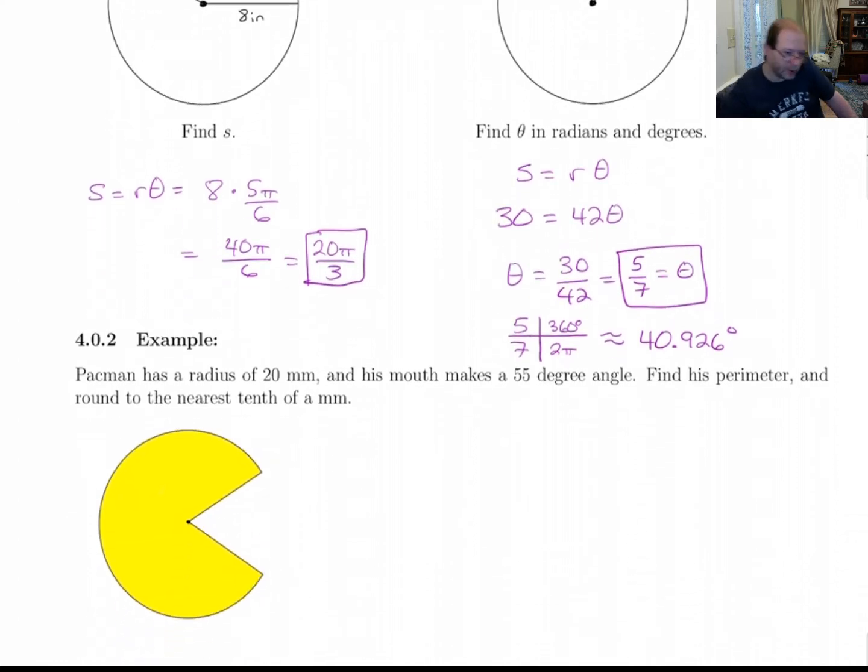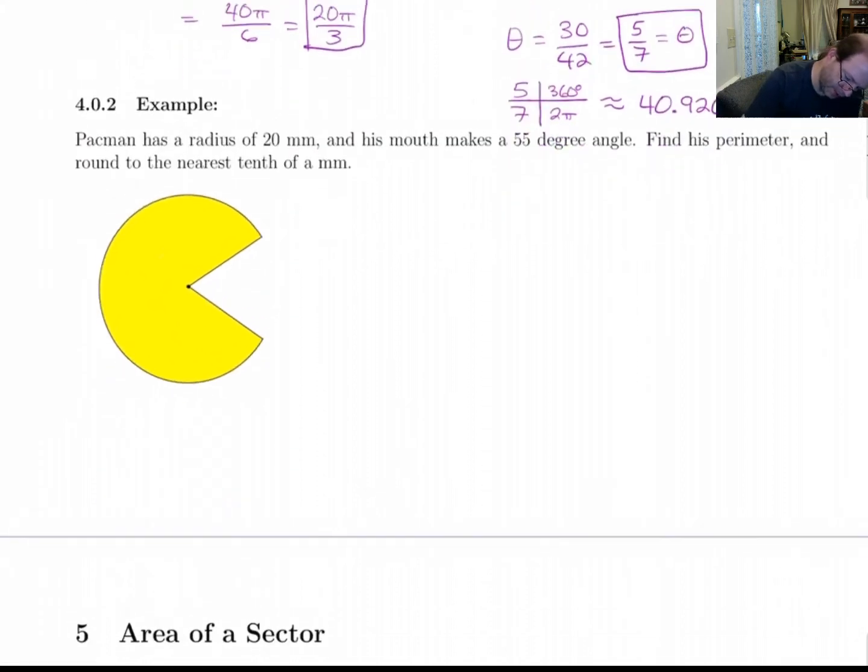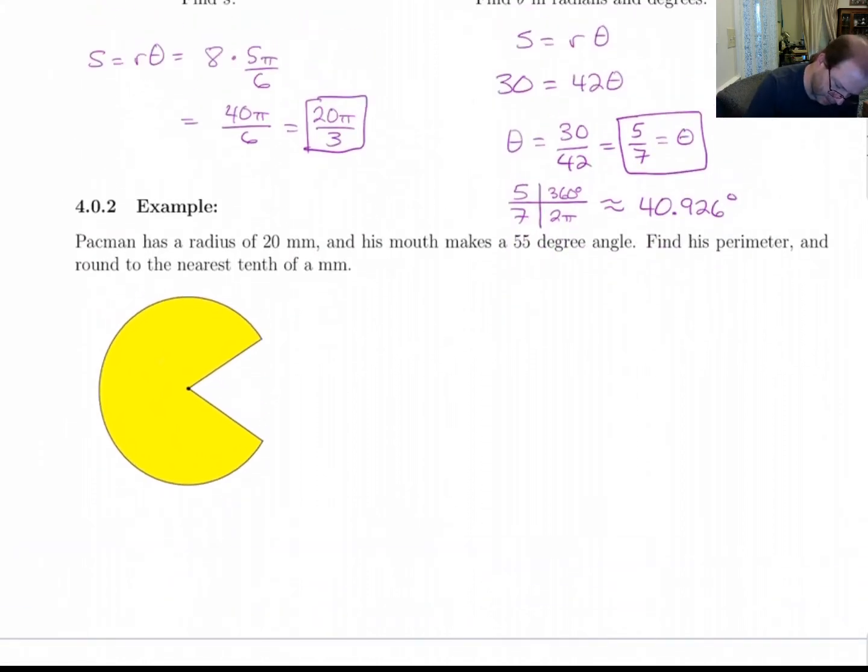All right, let's do one more applied problem here. Let's see. Pac-Man has a radius of 20 millimeters and his mouth makes a 55-degree angle. Find his perimeter and round it to the nearest tenth of a millimeter. Let's see. All right. Here's what I would do here. If you look at Pac-Man, his perimeter, it's equal to his circumference.